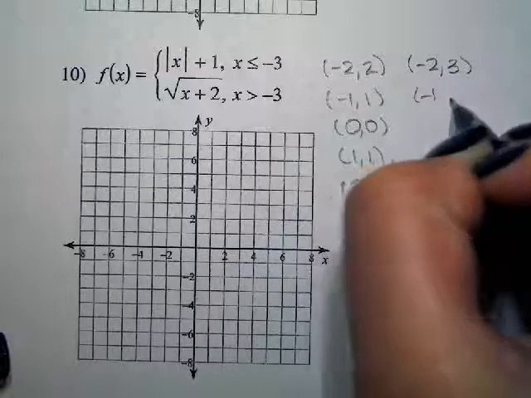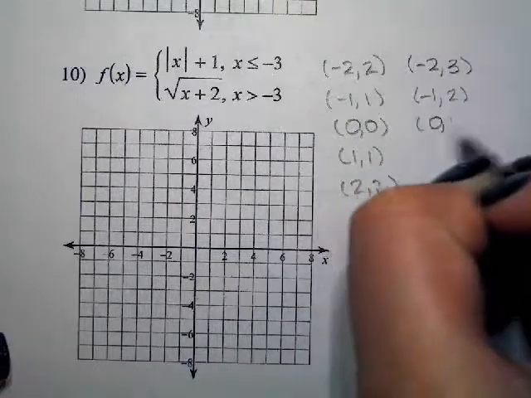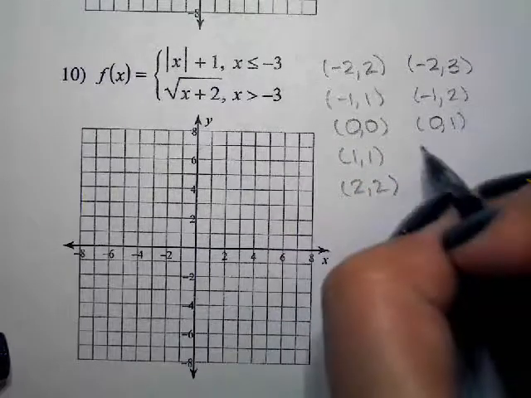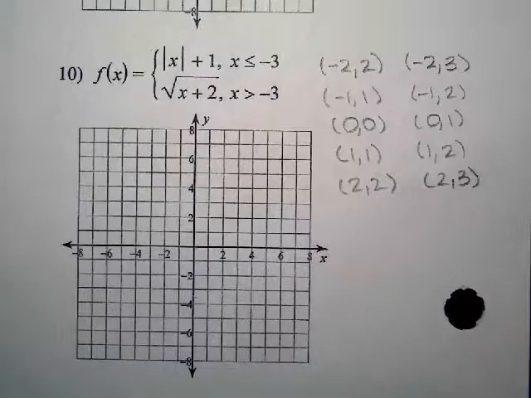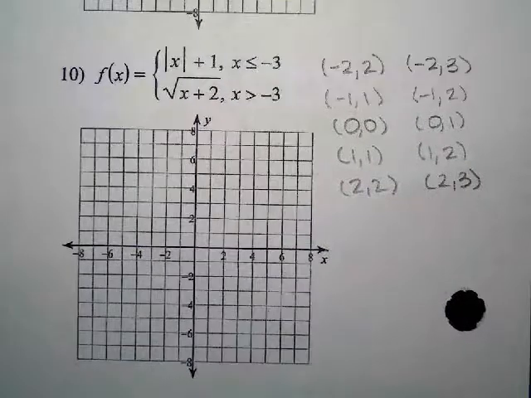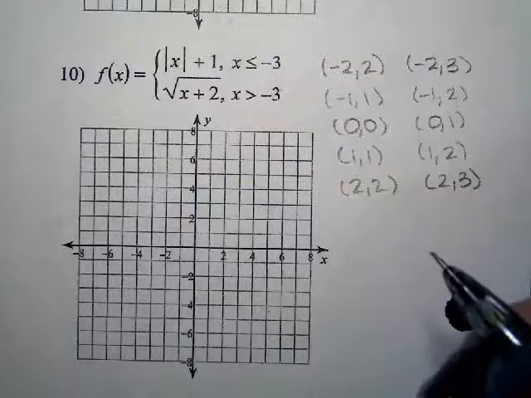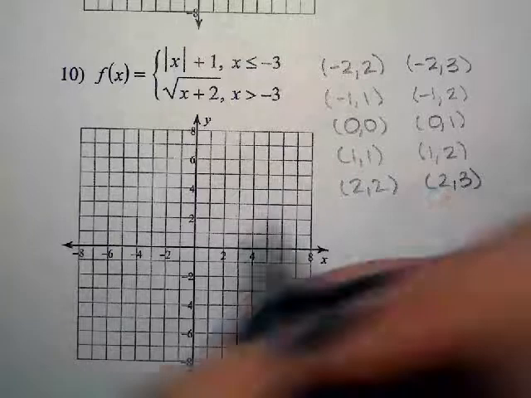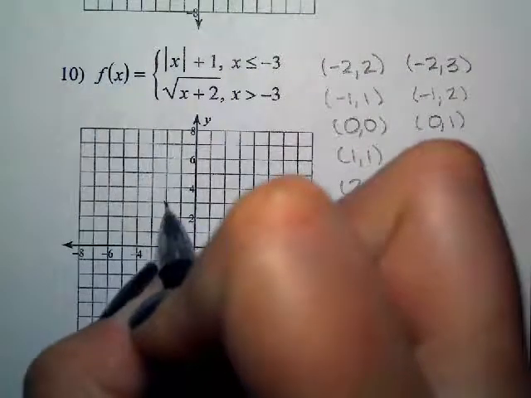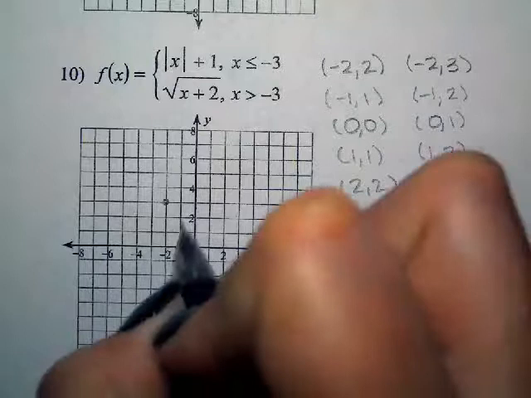All right. Okay, so there's our absolute value graph. So we've got -2, 3, -1, 2, 0, 1, 1, 2, 2, 3.